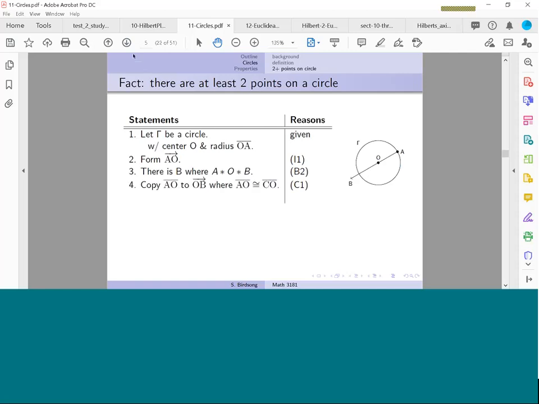So now we can go ahead and say, let's copy OA onto the ray OB, where AO and CO are congruent to each other. In other words, copy the radius over on the other side of the center. At this stage, the radius and the copied version of the radius are exactly congruent to each other. So what does that tell you about point C? It must be where? And hopefully you are all thinking, yes, on the circle. And that tells you that you are totally looking at at least 2 points. C and A have to be different points because they're on opposite sides of the center of the circle.